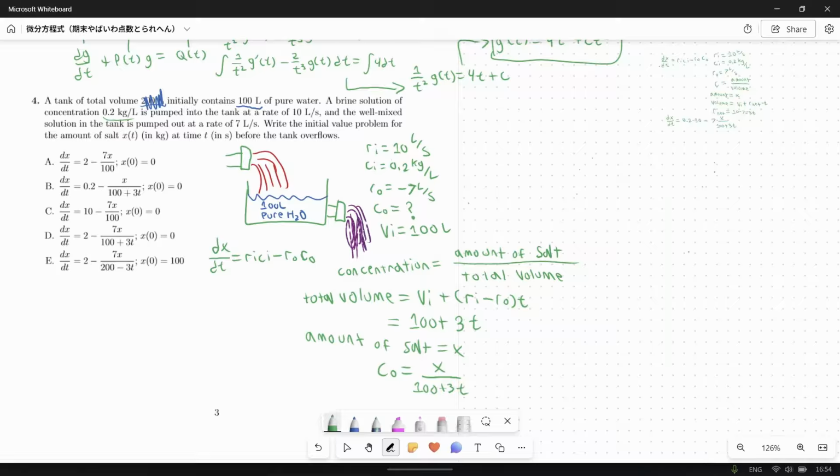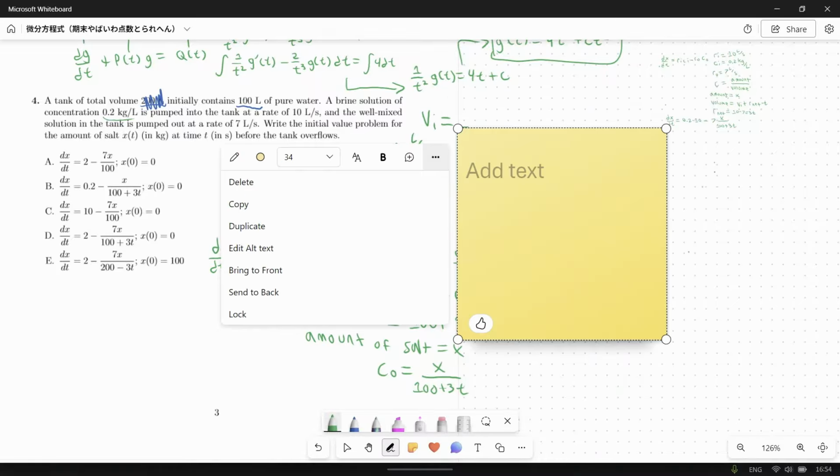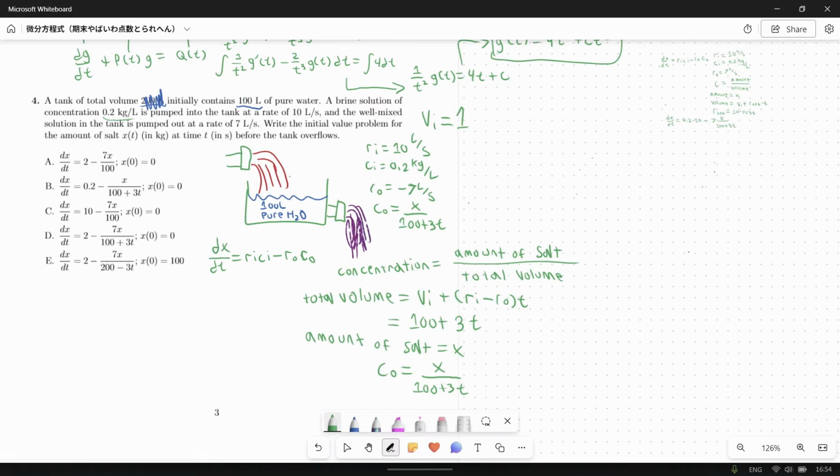So let me organize this a little bit. Getting rid of this question mark, we can say that our concentration out is going to be equal to x over 100 plus 3T. I'll put the volume back up here, and V initial is just 100. Sorry about that again. My computer is not being nice to me today. Okay, there we go. Nice.